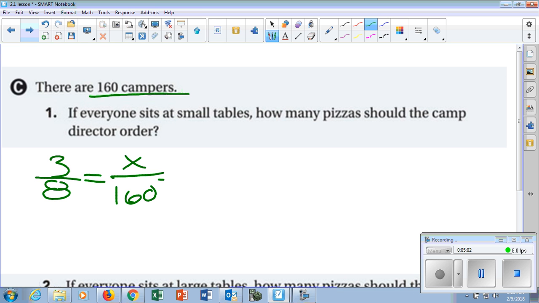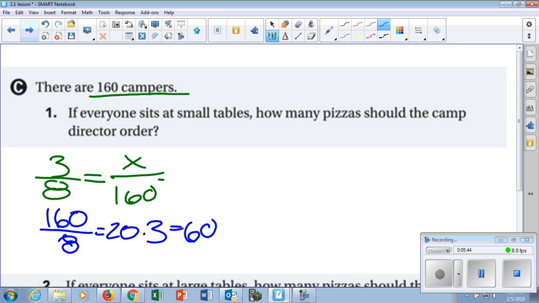Okay. So now that we wrote our proportion, can we find how many pizzas the camp director needs to order? We can. So who can tell me how many he needs to order? Elena. We know that there's 160 people, and at a small table there's 8, and that's the amount of pizzas. 60. They need 60. How did you get that? I took 160, divided it by 8, got 20, and then I did 3 times 20 equals 60. Okay, so you divided those. So you can do that.